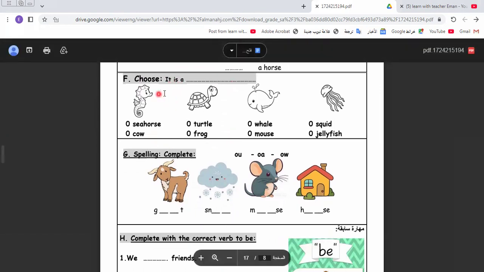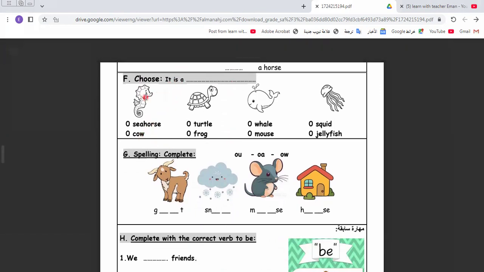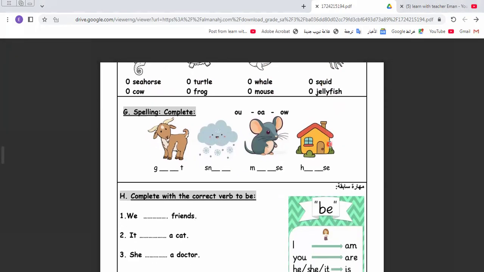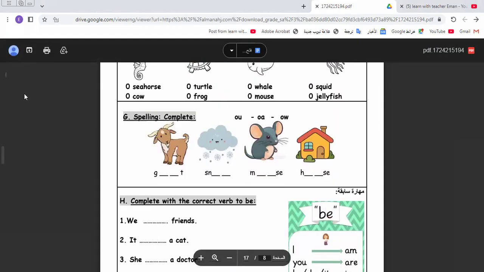Choose and correct. Is this the cow or seahorse? Not seahorse. What is this? Turtle or whale. What is this? Here is jellyfish. This is called jellyfish. Let's do it together. Here is goat. Here is snow. I will leave the rest to do by yourself as homework. Okay. Now I answer 2 of them, and I will leave the rest for you to do by yourself.